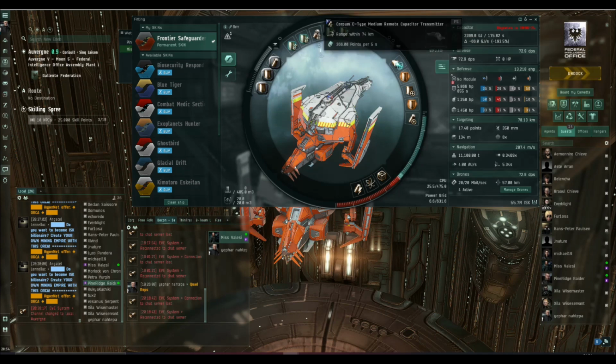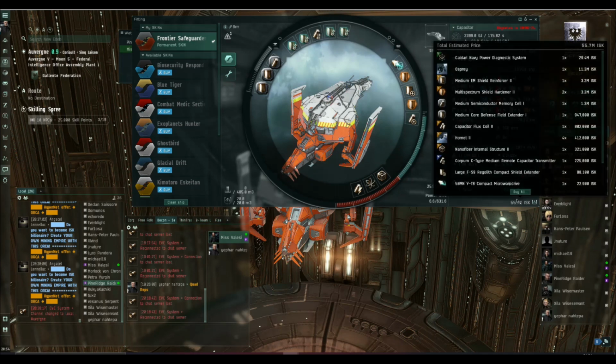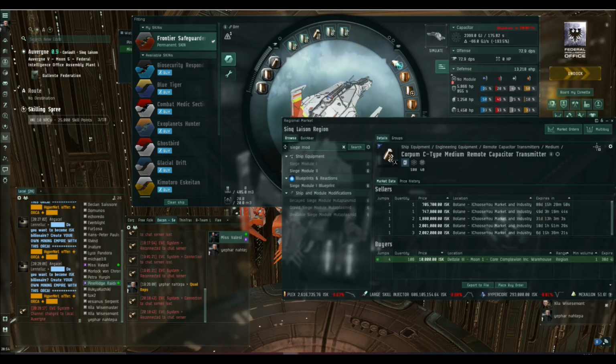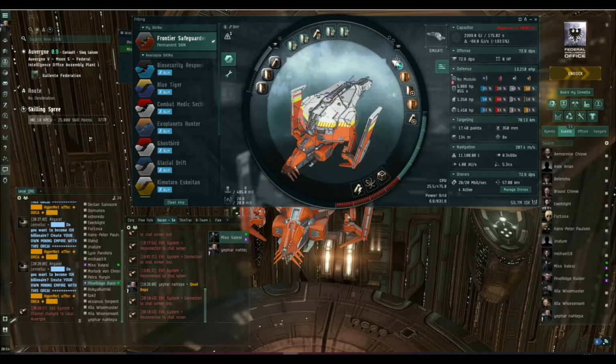Then we get to the Coreum C-type medium remote capacitor transmitter, the core piece of this fit. It's got a 74 km range with no falloff mechanic going on with that. It's just got a straight 74 km range, and every 5 seconds it's going to cycle and transfer 366 points of capacitor. And nowhere near as expensive as its name suggests, I'm very pleased to say. If we check, there you go, just over 700 grand over in Botane. This fit is expensive, we'll get to why in a second.